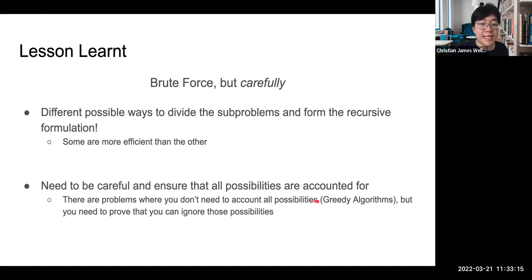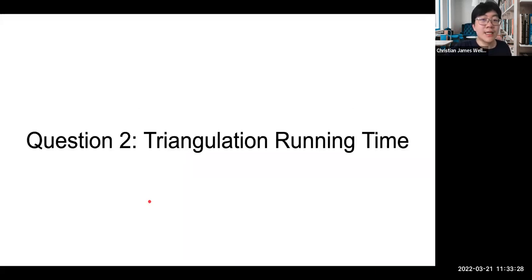Just quickly mention that in the next topic, this week's lecture on greedy algorithms, there is a way that you don't need to account for all possibilities. But you need extra work to prove that they work.